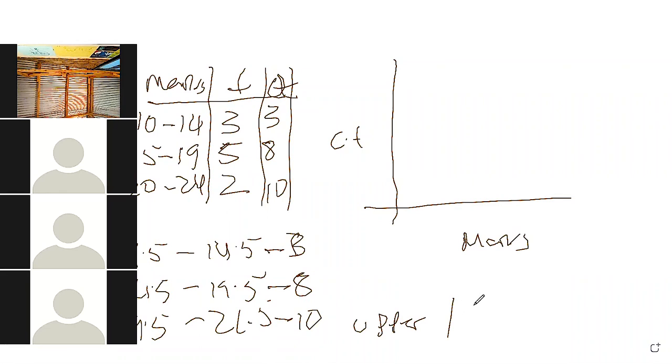versus the cumulative frequency. The cumulative frequency versus the upper limit. That's the right way to put it. The cumulative frequency versus the upper limit. So if you check your graph here now, where the x and the y axis meet will always be 0. Will always be the origin, 0.